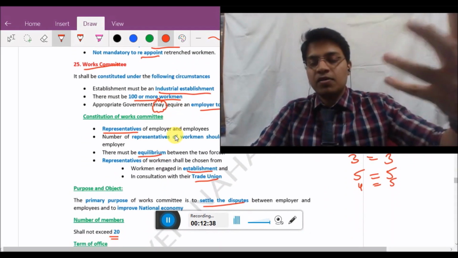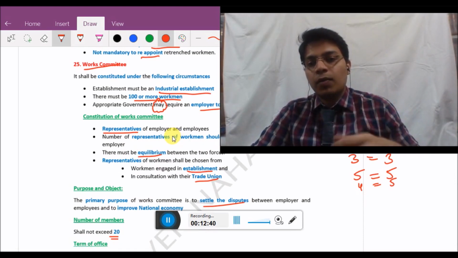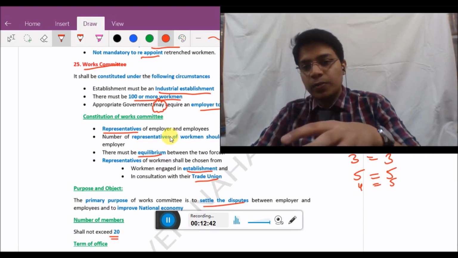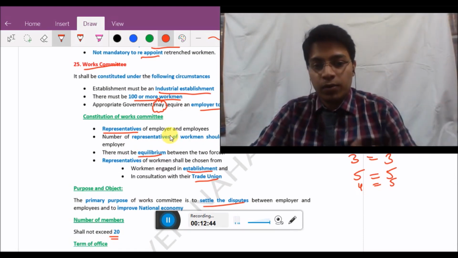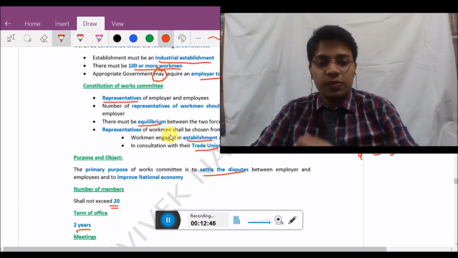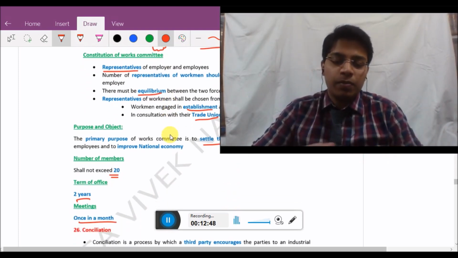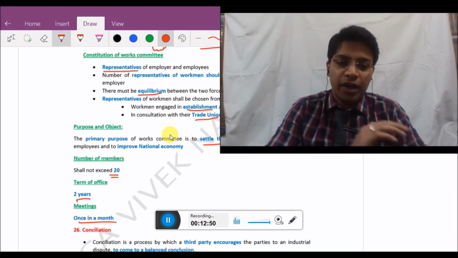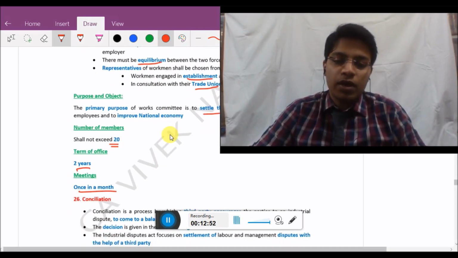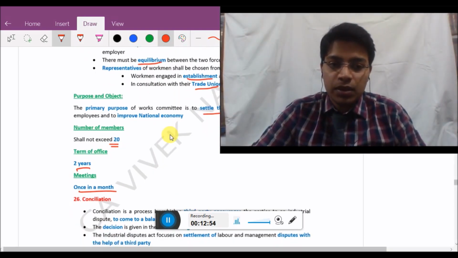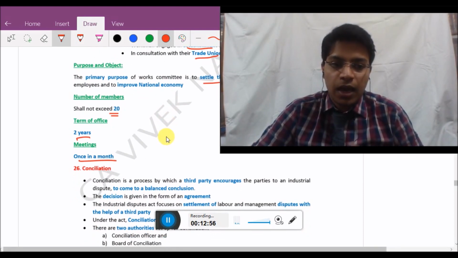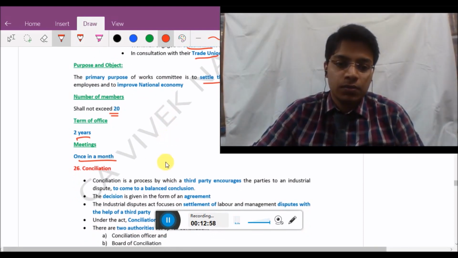How are the representatives of the workmen selected? From the workmen who are engaged in the establishment and in consultation with their trade union. What is the purpose? To settle the disputes. The maximum number of members in the works committee is 20. What is the term of office of the members? It's 2 years. And meetings are conducted once a month.